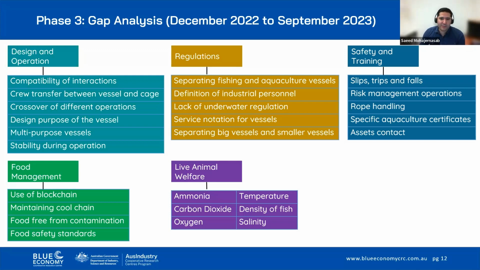In the food management category, the use of blockchain for tracking products was suggested, as well as maintaining a continuous cold chain from harvest to market. Ensuring food is free from contamination, particularly on vessels, and also establishing standards and best practices for food safety and management. And in the live animal welfare category, several parameters require monitoring, including ammonia, carbon dioxide, oxygen, salinity, water temperature, and animal density, especially during transport.